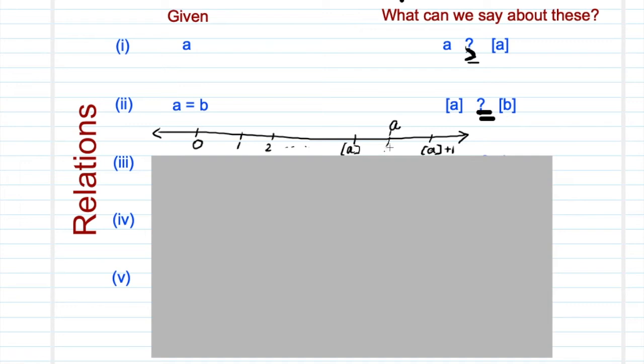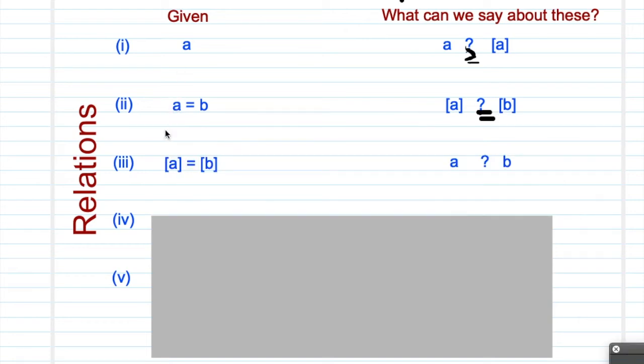We are given that b also falls exactly at a, because a is equal to b, which means the greatest integer of b would also fall right here. Hence, if we are given that a is equal to b, then the greatest integer of a would also be equal to greatest integer of b.